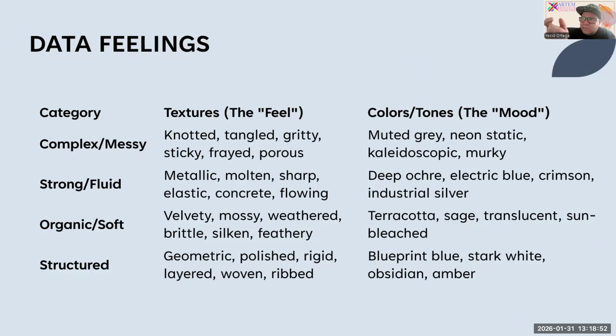You can use some of this vocabulary, like for complexity or messiness: is it strong or fluid, is it organic, is it soft, is it a structure? You can use some of these textures to describe how it feels, but the colors can also tell you the mood. For dark, earthy colors, maybe it's a difficult time, or perhaps blues and yellows or kaleidoscopic means something bright, wonderful, joyful, etcetera.